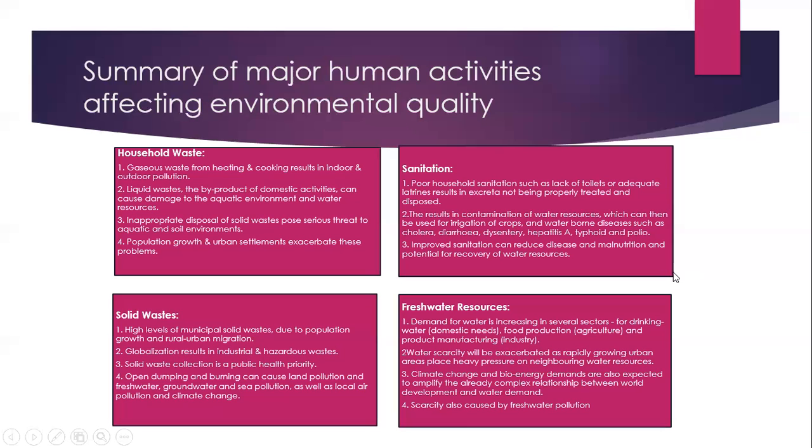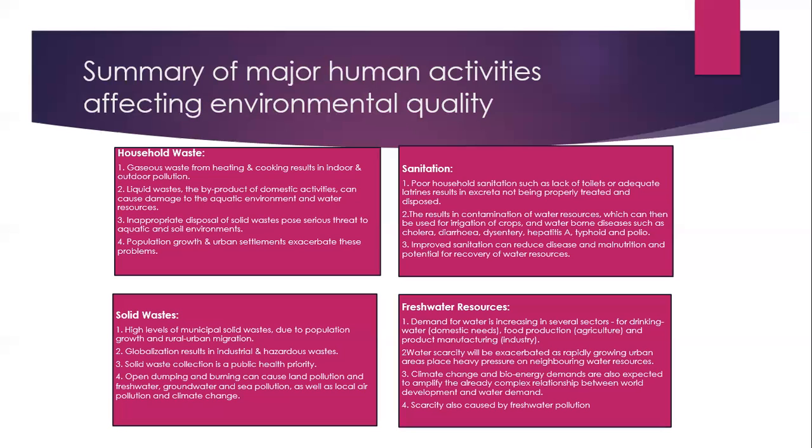Let's go to sanitation. So point one, poor household sanitation, such as lack of toilets or adequate latrines, results in excreta not being properly treated and disposed. In many parts of the world, you find poor populations that don't have indoor toilets, they don't even have proper latrines. In some parts of the world, people defecate in the open near and in water courses, and what we find is that this results in the contamination of your water resources, which in turn would be used for the irrigation of crops. So they're irrigating their crops and their agriculture with contaminated water.